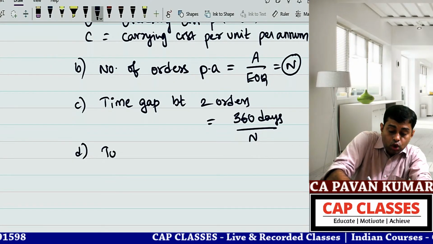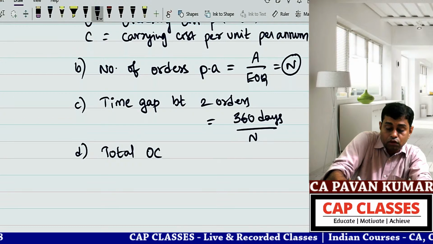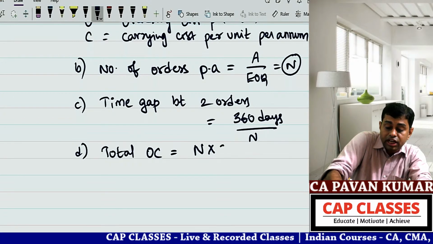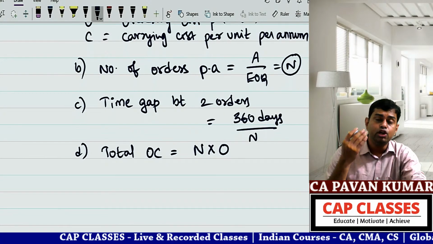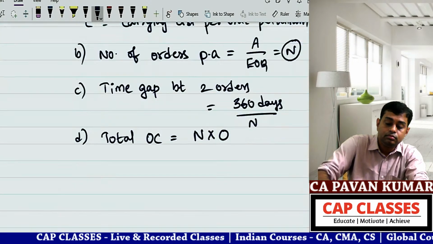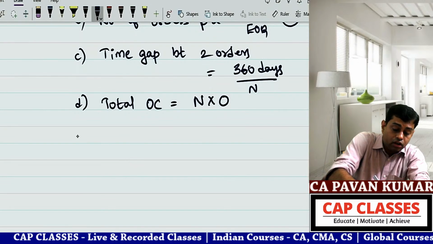D, total ordering cost is equal to number of orders into O. That is not 0, that is O. Number of orders into ordering cost.